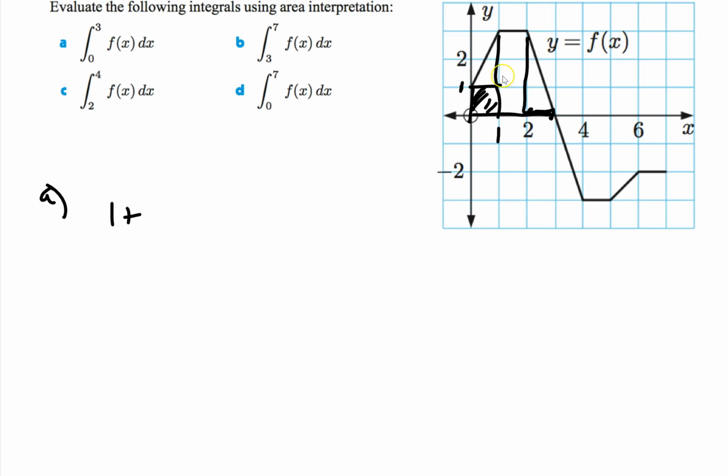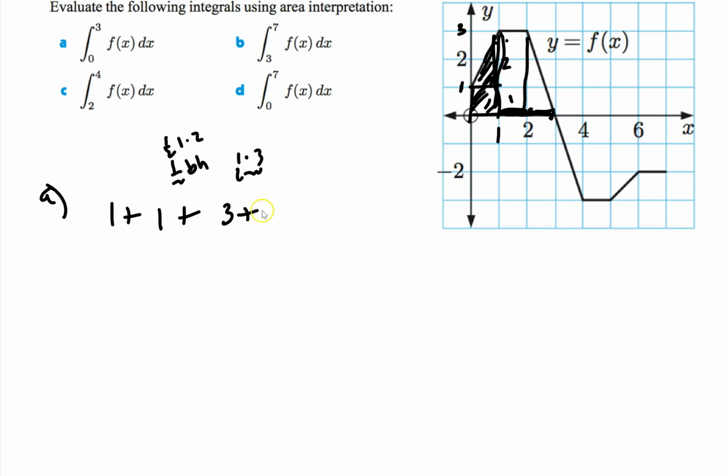Plus, now look at here, this goes up to 3. So the length of this is 1 and 2. The area of a triangle is 1/2 base times height. 1/2 times 1 times 2 is going to be 1. That's also 1. Then just base times height for this big rectangle: the length here is 1, and it goes all the way up to 3.